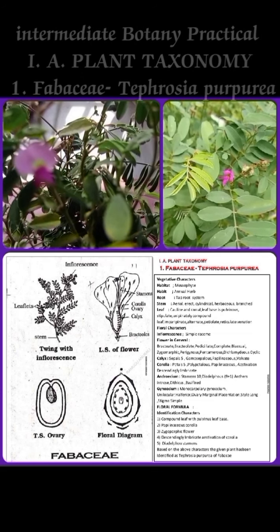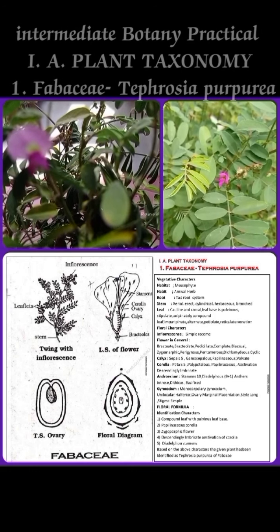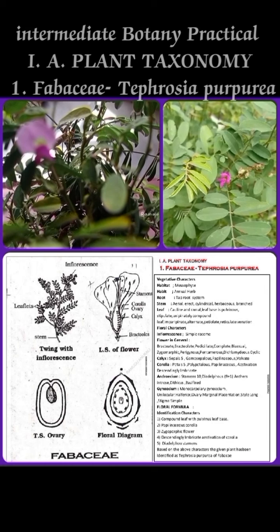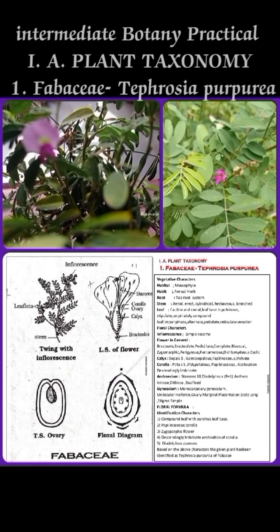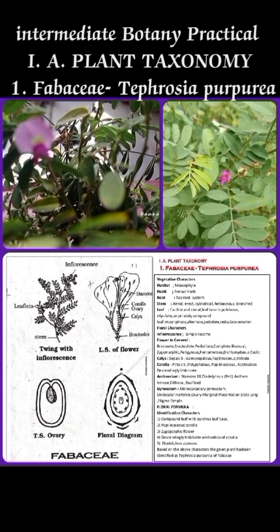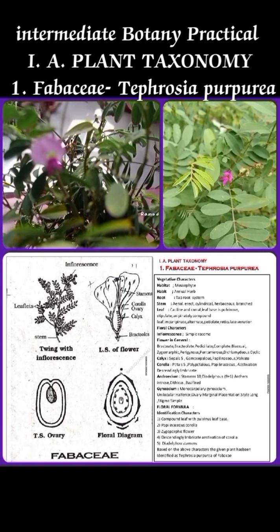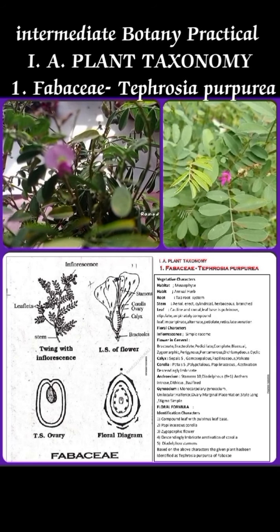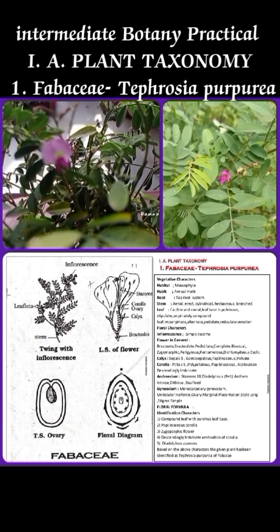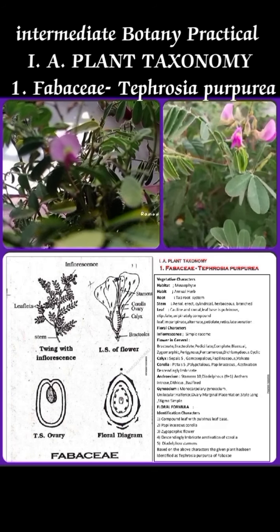1A. Plant taxonomy. 1, Fabaceae, Teprosia purpurea. Vegetative characteristics: habitat mesophyte, habit annual herb, root taproot system, stem aerial, erect, cylindrical, herbaceous, branched, leaf cauline and ramal, leaf base pulvinus, stipulate, unipinnately compound, leaf imparipinnate, alternate, petiolate, reticulate venation.